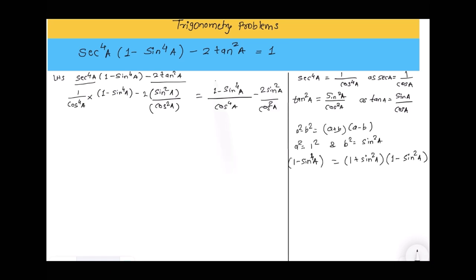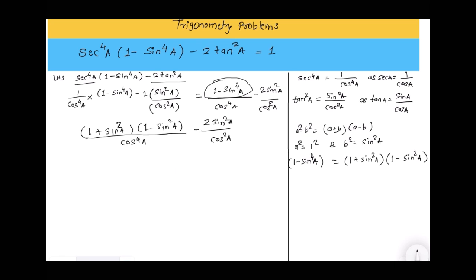Now I want you to focus on this term, 1 minus sin raised to 4A. We have already seen so many times a square minus b square is equal to a plus b into bracket a minus b. Let's assume a square is equal to 1 square, that means 1, and b square is equal to sin square A. Let's put these values, what we will get, 1 minus sin raised to 4A is equal to 1 plus sin square A into bracket 1 minus sin square A. Let's replace 1 minus sin raised to 4A with this expanded form.